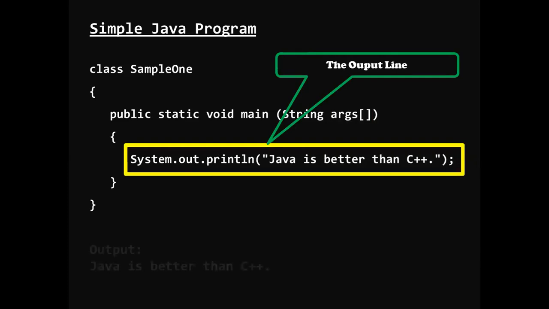The method println always appends a new line character to the end of the string. This means that any subsequent output will start on a new line. Note the semicolon at the end of the statement. Every Java statement must end with a semicolon.